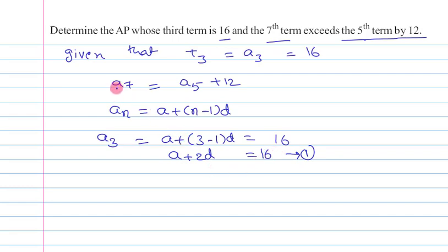And here they mention that the seventh term a7 exceeds the fifth term by 12. By using the nth term of an AP formula, we can write the seventh term as a plus 6d. In the same manner, the fifth term can be written as a plus 4d, so a plus 6d is equal to a plus 4d plus 12.